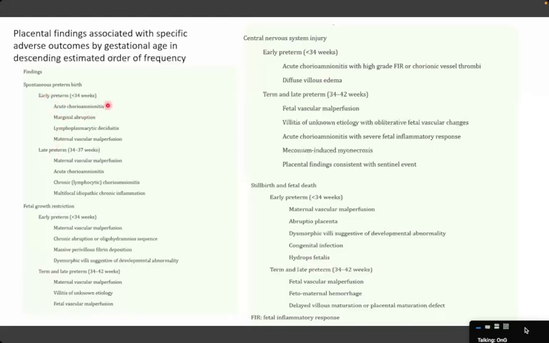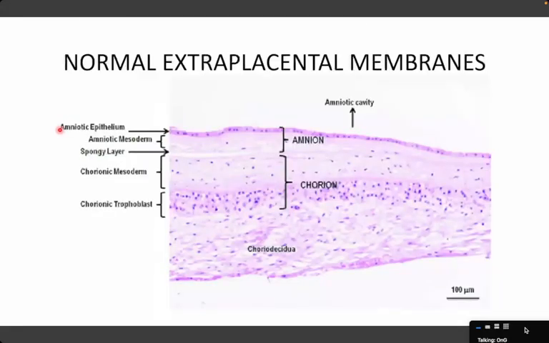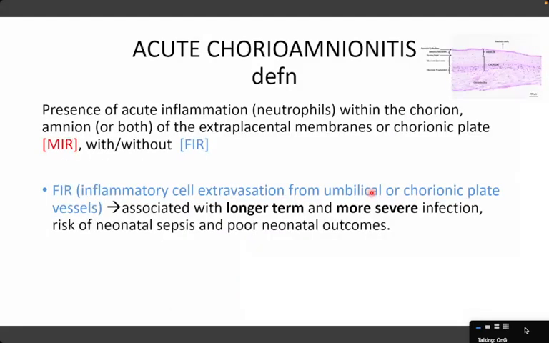So the first thing we're going to look at, which is the commonest cause of spontaneous preterm birth, is acute chorioamnionitis. Again, it's important to understand normal histology of the placental membranes to understand the staging of chorioamnionitis. So you've got your amniotic lining, your amniotic mesoderm, your chorionic mesoderm, and then your chorionic leaf. So acute chorioamnionitis is the presence of acute inflammation or neutrophils within the chorion, that would be here, amnion, or both of the extraplacental membranes or the chorionic plate.